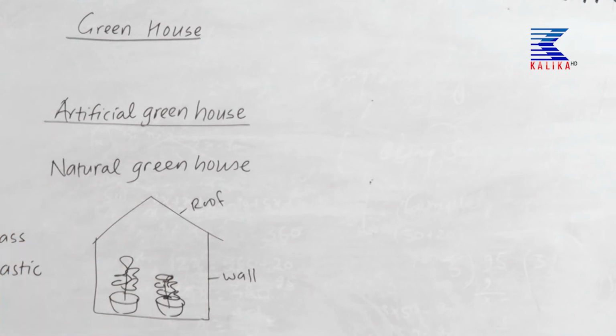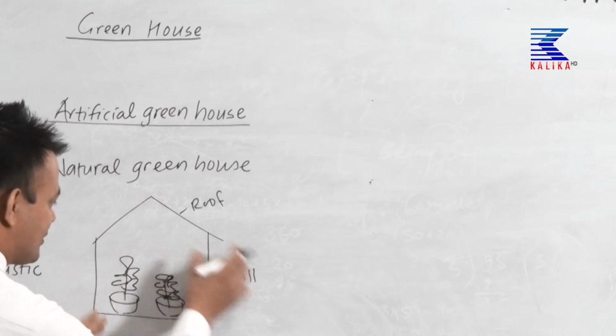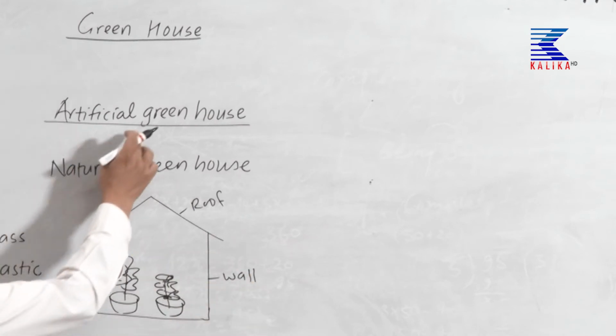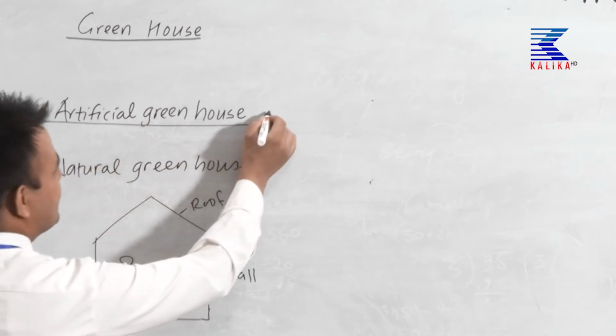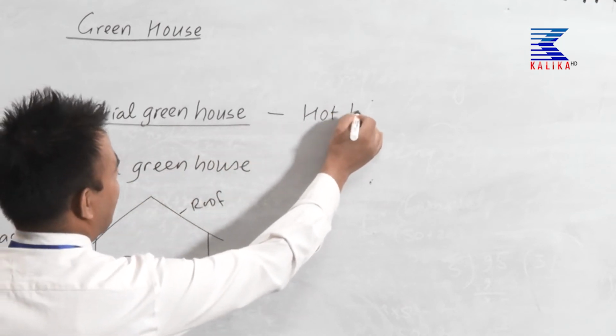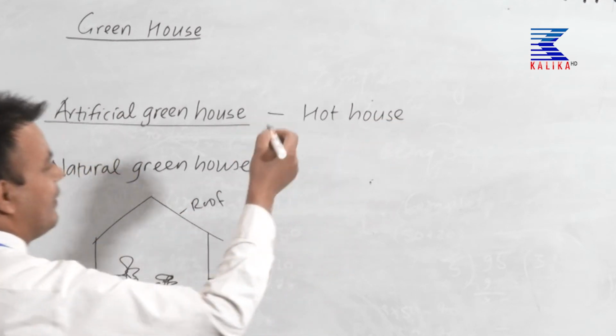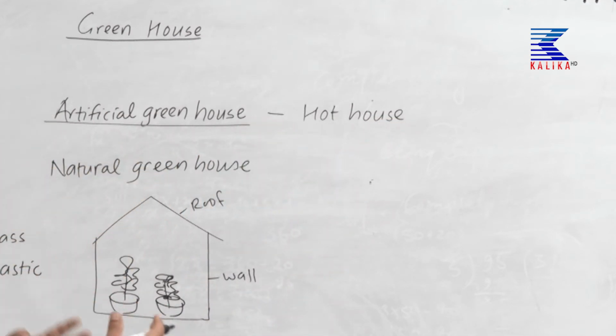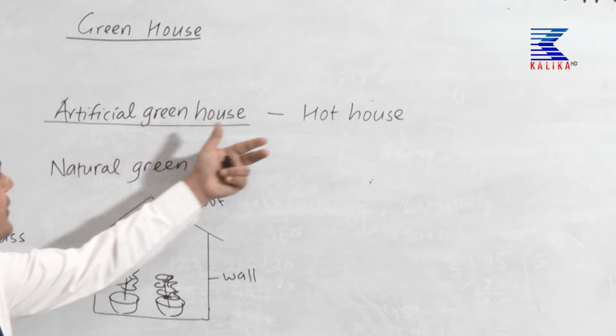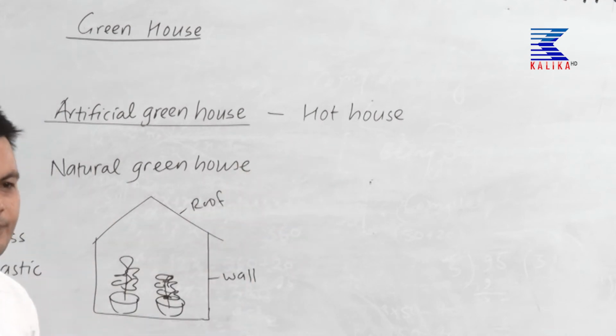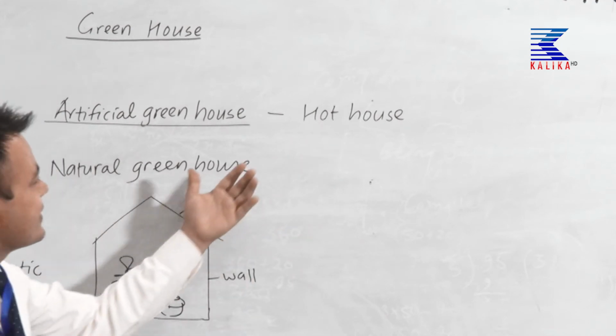People grow the plants. So the temperature inside of this house is comparatively higher in comparison to the surroundings. That is why the artificial greenhouse sometimes is also known as hot house. If I go some slides and you see something about hot house, do not get confused with the greenhouse. The hot house and the greenhouse, the same thing. So why is this called greenhouse?